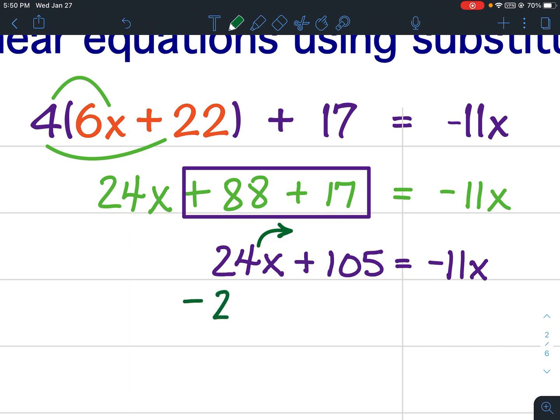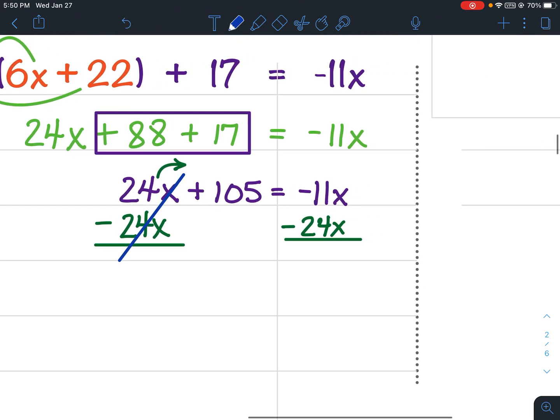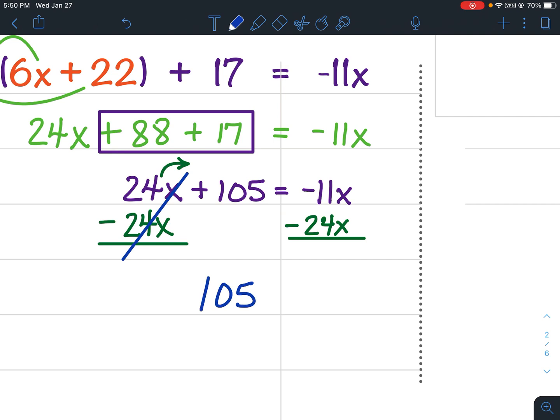Since it's positive 24, I'm going to subtract 24x from both sides. These would cancel out. So I'm going to have 105 equals negative 11, and negative 24 would be negative 35x. To finish, I'm going to solve by dividing both sides by the coefficient of x here. So negative 35.